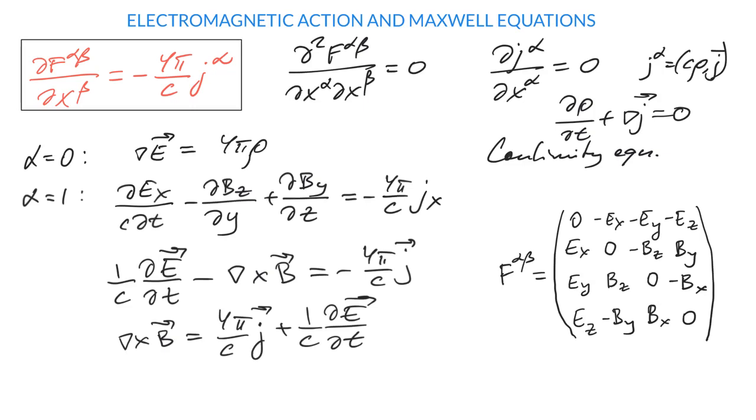So the right-hand side contains the current carried by the charged particles plus the displacement current. So we have obtained two Maxwell's equations. Here's one, here's the other. And we already had two other equations, the homogeneous ones that we obtained before. So now we have all four Maxwell's equations following from our electromagnetic field action.